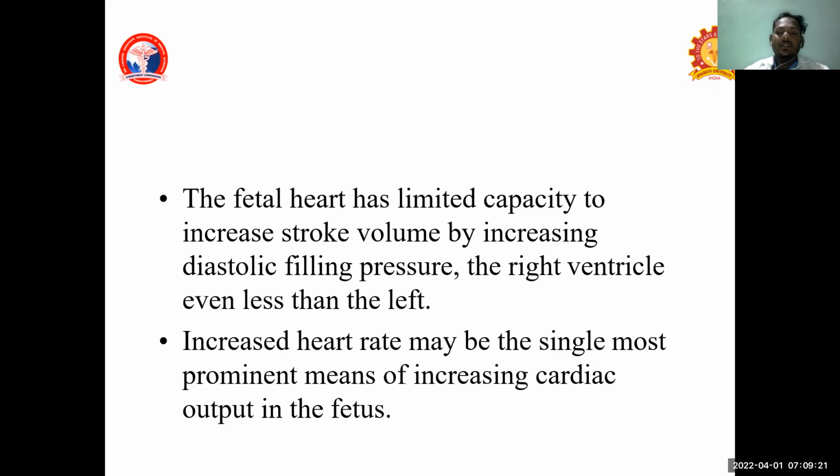The fetal heart has a limited capacity to increase the stroke volume by increasing the diastolic filling pressure. So here, what they are trying to say is that there is limited capacity to increase the stroke volume by increasing the diastolic filling pressure. Increased heart rate may be the best single most prominent means of increasing the cardiac output in the fetus.